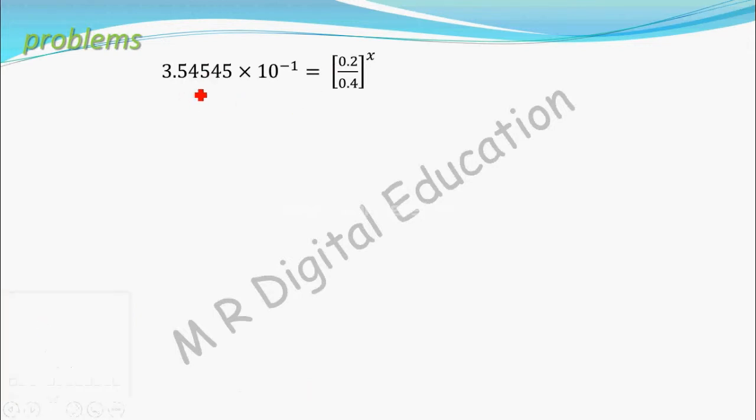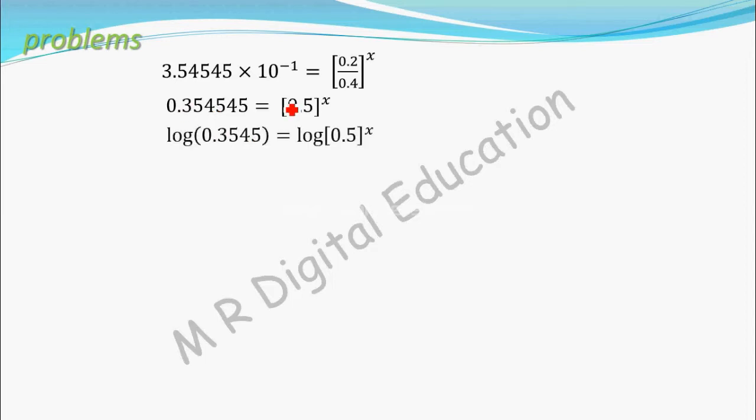When you simplify this one, you will get 0.354545. 0.2 by 0.4 is 0.5 to the power x. In order to find x, you have to take log on both sides. Otherwise you can't find x from this. So take log on both sides. So then here log 0.5 to the power x. How can you write this? x into log of 0.5.